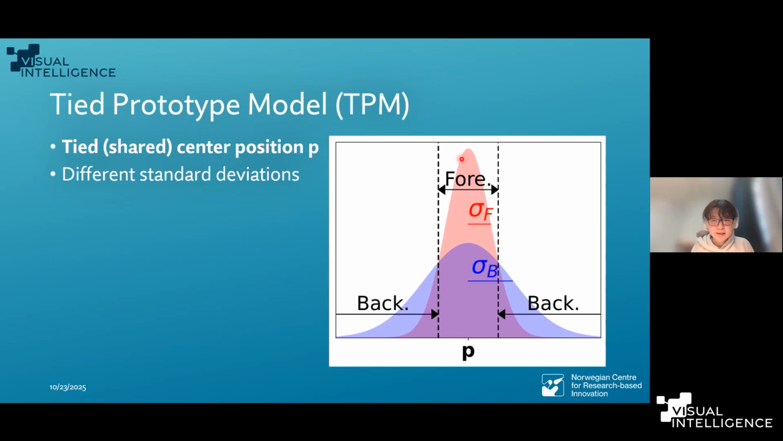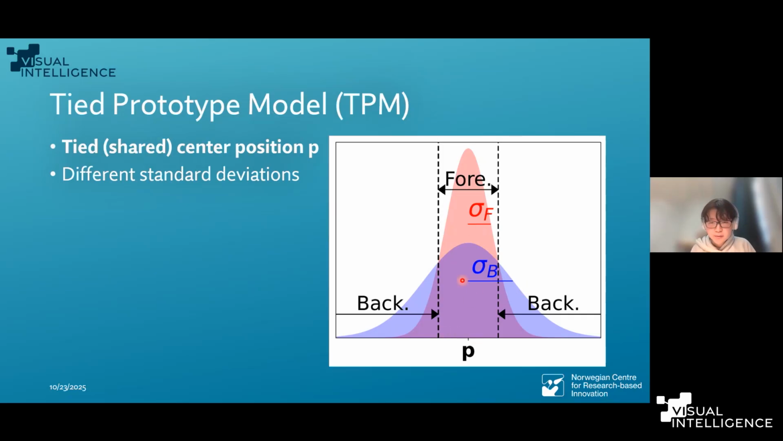And the key idea of TPM is to use a shared or tied center position for the foreground and background classes. It uses the shared center location for the foreground and background class distributions, and we only differ in their standard deviations.